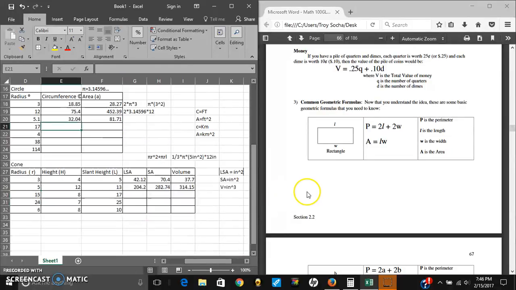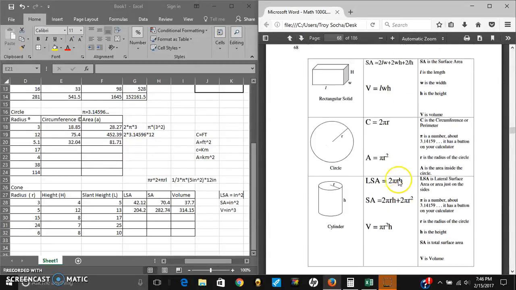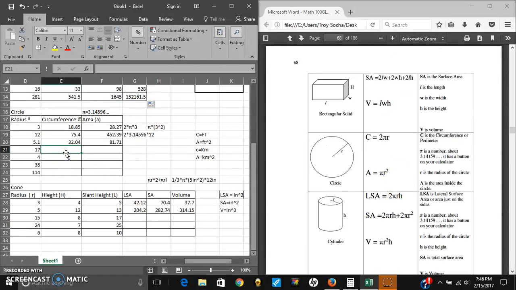Now for circumference, our formula is 2 pi r. But we can't put pi in because it won't understand that. So we say equals 2 times 3.14596. We have to add that decimal. Then we say r, so we want to click our radius cell. When we click the radius cell, that references it, and we hit enter, and then it goes good. We drag it down like this, and it fills in the holes.